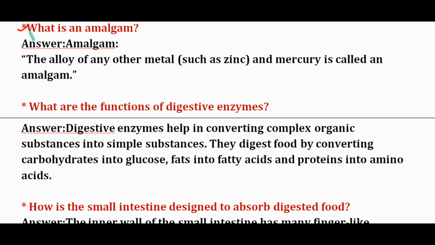Now the question is, what is an amalgam? The alloy of any other metal with mercury, such as zinc and mercury, is called an amalgam.